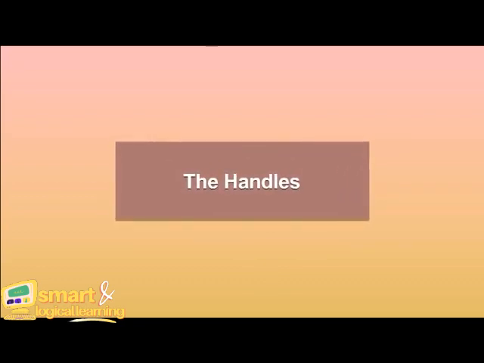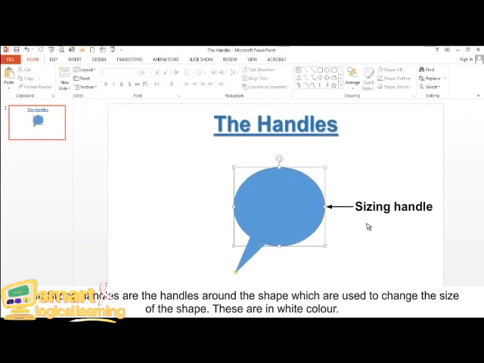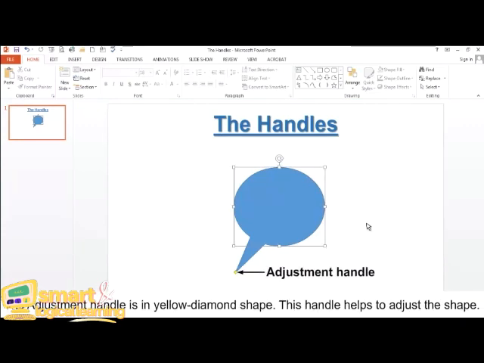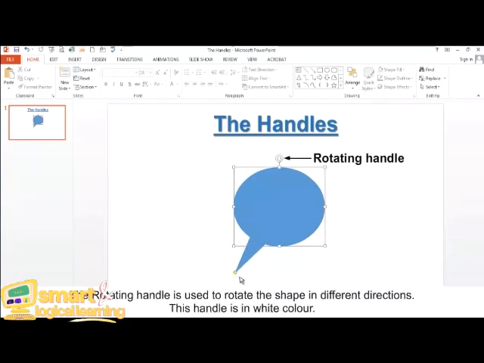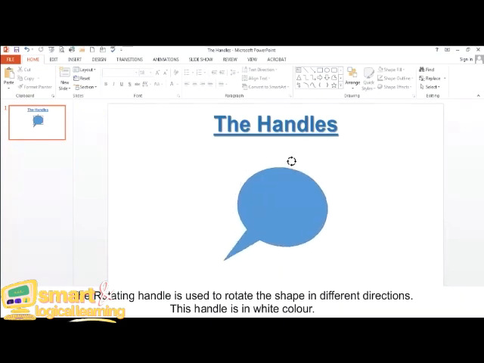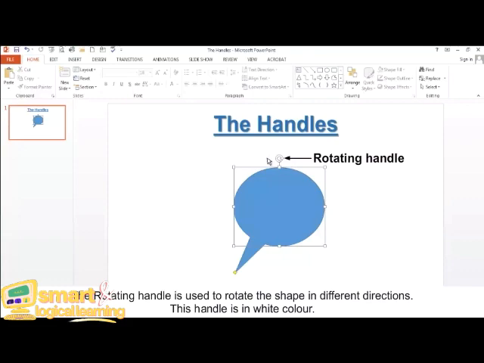The handles. The sizing handles are the handles around the shape which are used to change the size of the shape. These are in white color. The adjustment handle is in yellow diamond shape. This handle helps to adjust the shape. The rotating handle is used to rotate the shape in different directions. This handle is in white color.